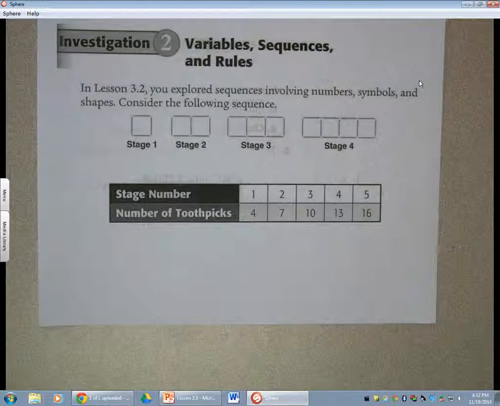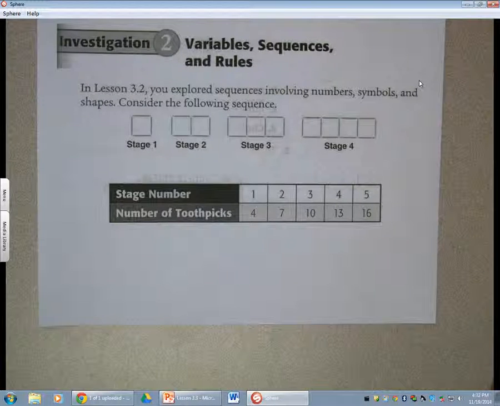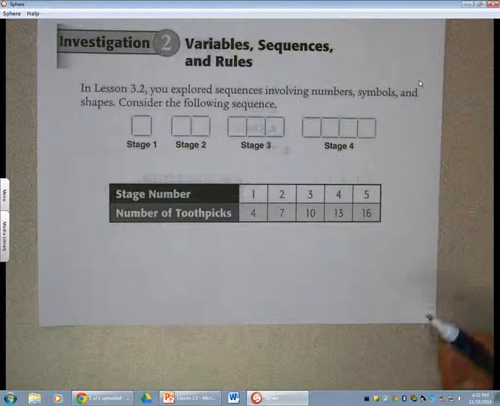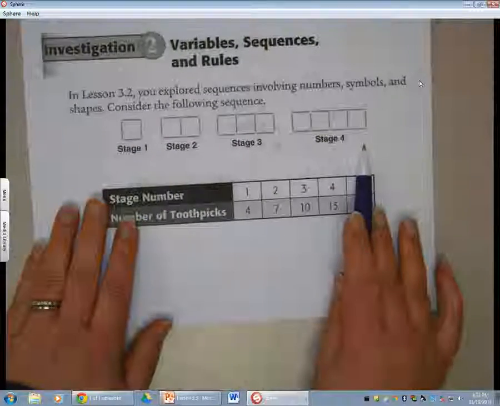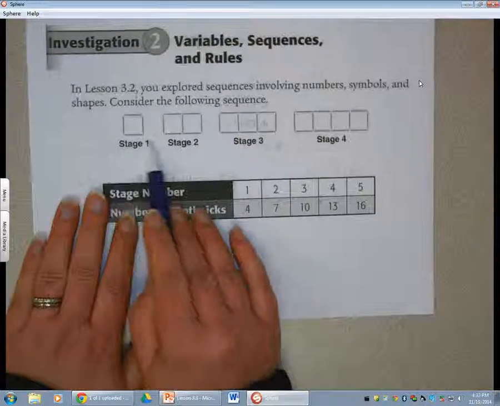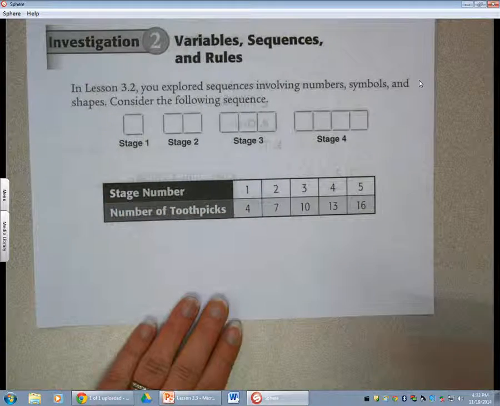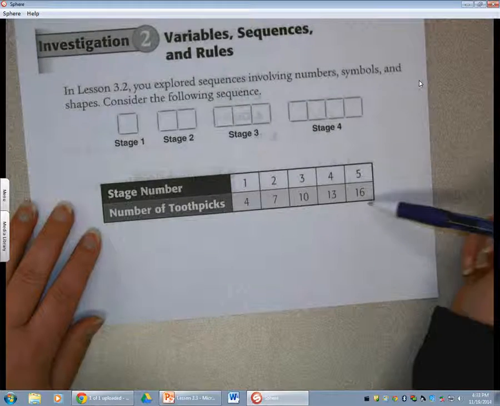Okay, so you've already watched the number cubes video. You've now started looking at the introduction for Investigation 2 on page 149, and it gives us this first pattern. Okay, and you can see we have stage 1, stage 2, stage 3, stage 4, and you can see that we've already created our first table.